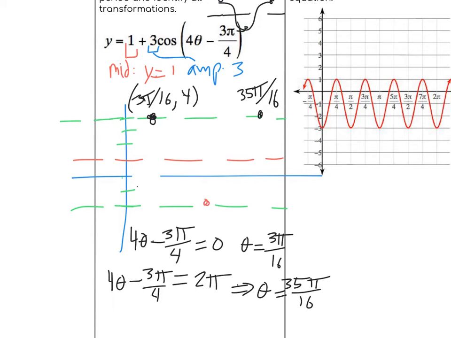Exactly in between those two, 35 plus 3 is 38, divided by 2 would be 19 pi over 16. And that'd be at negative 2. And then in between those two, 19 plus 3 would be 22, so that'd be 11 pi over 16, comma 1. And then we'd have the opposite one. 19 plus 35 is going to be 54, so 27 pi over 16, comma 1. So my shape would be something like this.